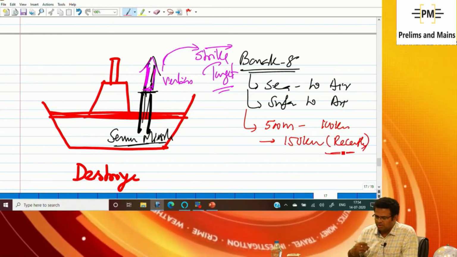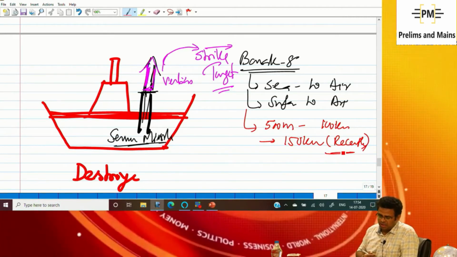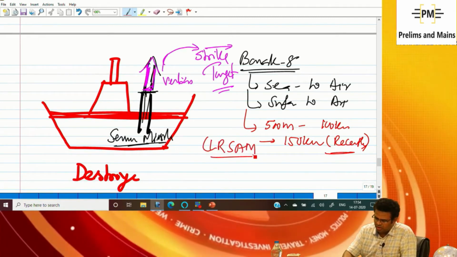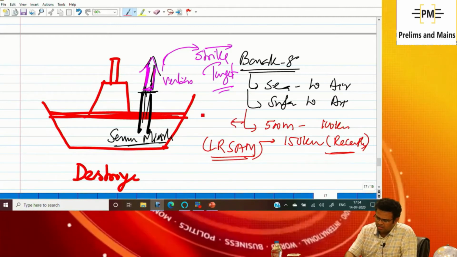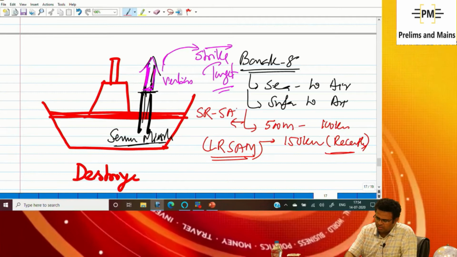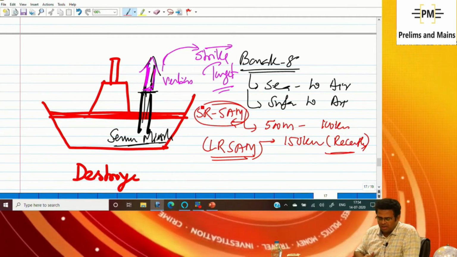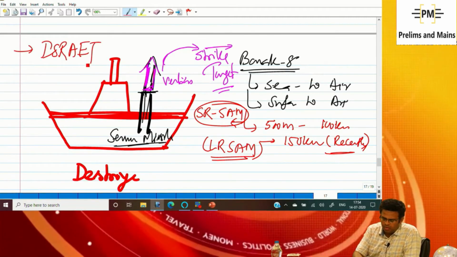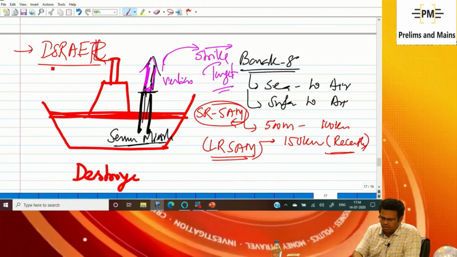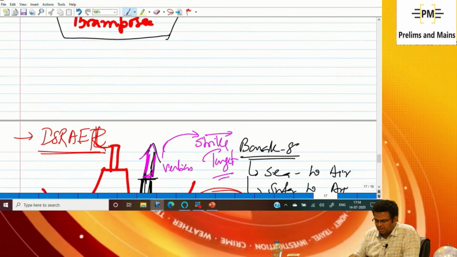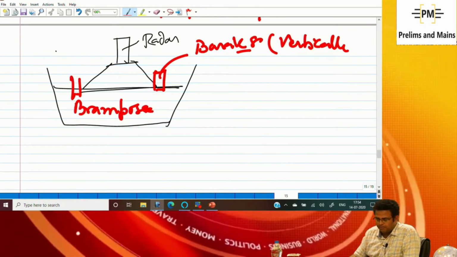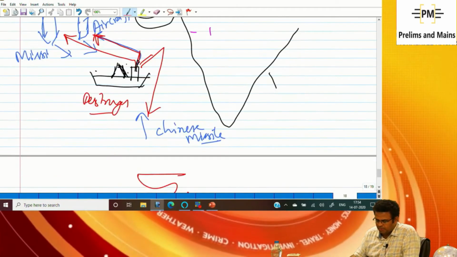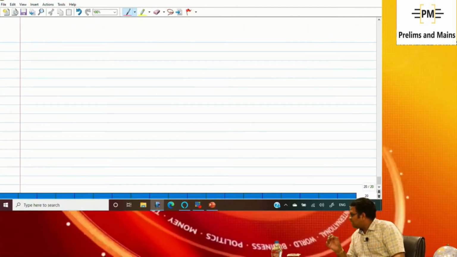Recently we are going to get up to 100 kilometers more. So this is Barak 8, and it can be a long-range surface-to-air or sea-to-air missile, and it can also be a short-range sea-to-air or surface-to-air missile. We did not simply get it from Israel, it is a collaboration: Indian scientists and Israeli scientists both prepared this. So this is about Barak 8.